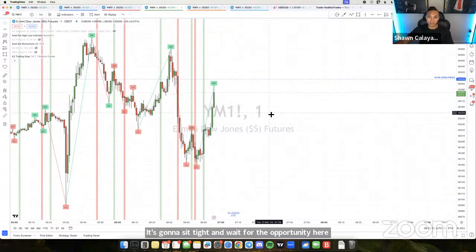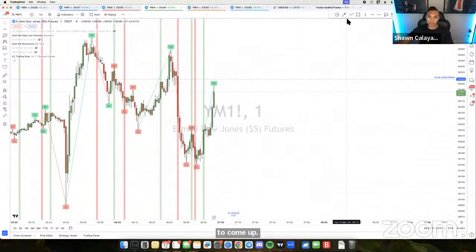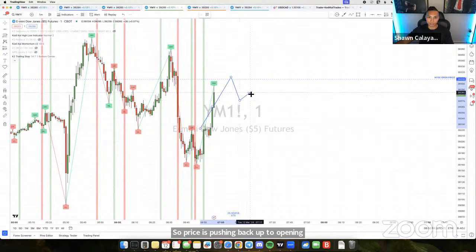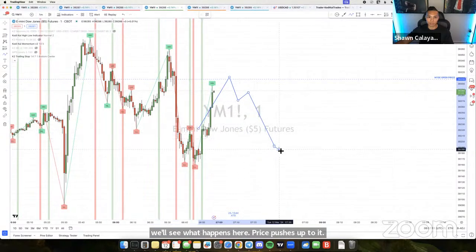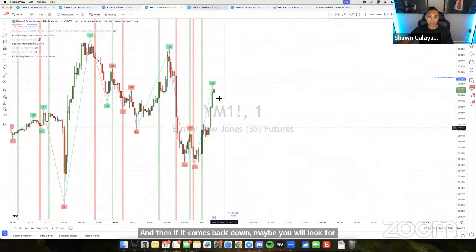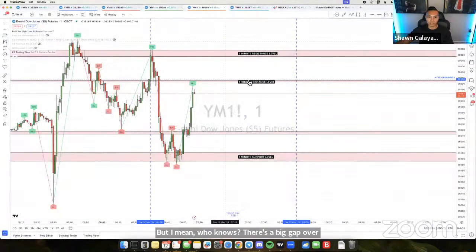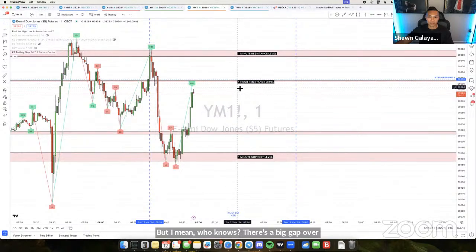So price is pushing back up to opening price. I mean, we'll see what happens here. Price pushes up to it, and then if it comes back down, maybe we'll look for something like that. But I mean, who knows? There's a big gap over here, so there's a big range, and there's going to be a lot of space here to trade in.